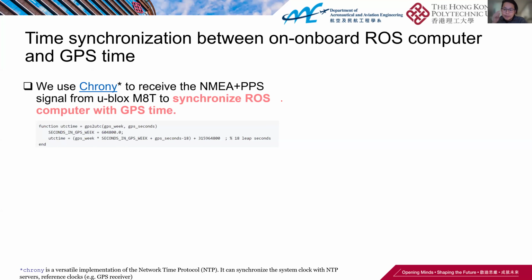Yes. And the last point for the data is about the time synchronization between the onboard ROS computer and the GPS time, because we have to use ROS to log all the LiDAR and camera, all kinds of stuff. So we're using Chrony. What is Chrony? Chrony is an implementation of NTP. It synchronizes the system clock with an NTP server, in this case our ROS computer, to the reference clock, GPS time. So we use this one.